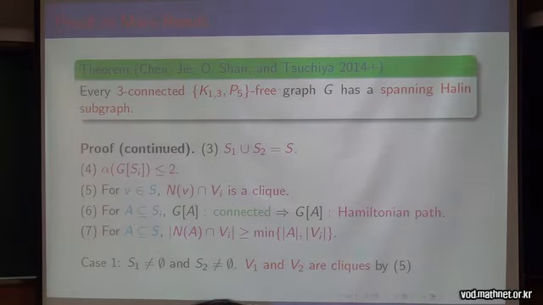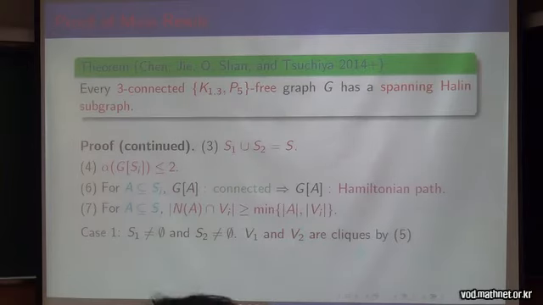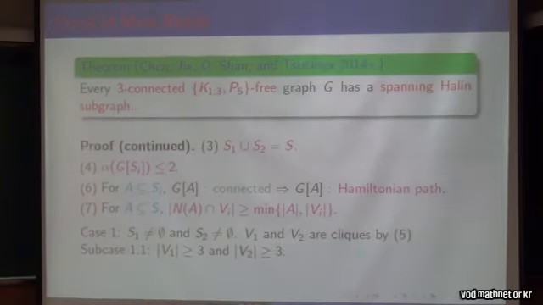Definition. Yeah, this is a clique. A big condition to guarantee the existence of the Halin graph. But anyway, let's talk about this case. Actually, the other cases need more conditions, more properties. But today I'm just going to talk about this case.